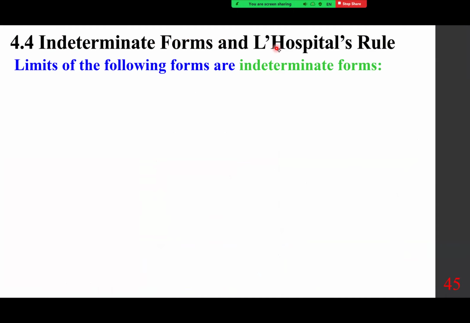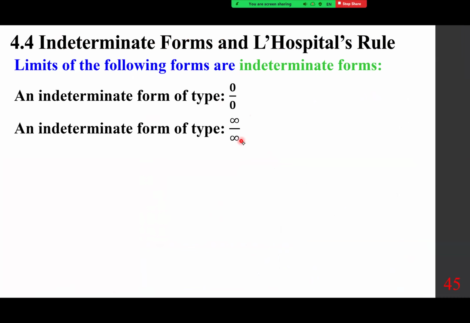Section 4.4, indeterminate form and L'Hopital's rule. Limits of the following forms are indeterminate forms. An indeterminate form of type 0 over 0, infinity over infinity. And there are a lot more, but what is the meaning of it? The meaning of indeterminate form, as we've been discussing, is that there is more work to be done, class. So there are various techniques to handle it, okay? And one of the techniques that we are adding is L'Hopital's rule. So these are some examples of indeterminate form.